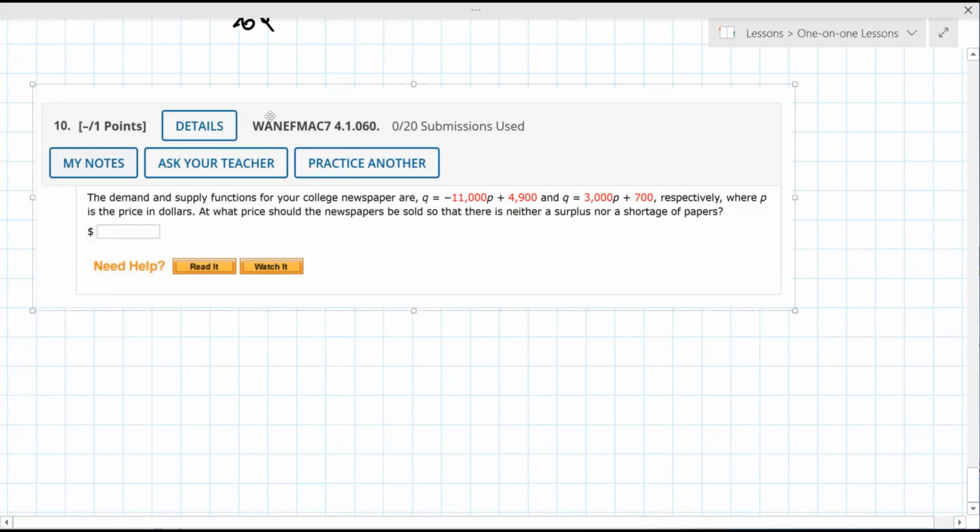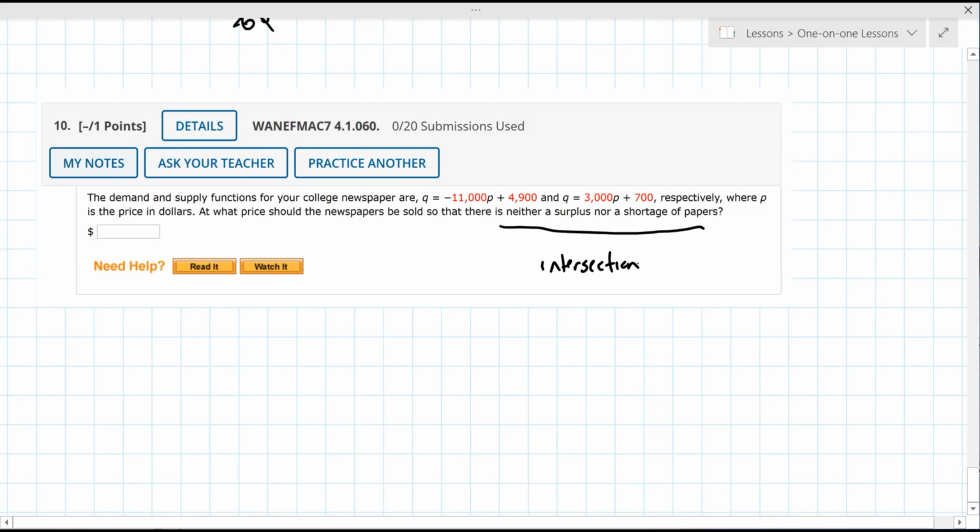The demand and supply functions for your college newspaper are given. Q equals minus 11,000 P plus 4,900, and Q equals 3,000 P plus 700, where P is the price. Basically, this is asking where the intersection of these is. So this would be one that you could graph. You could set it up as a system, and I'll show you how to do that.